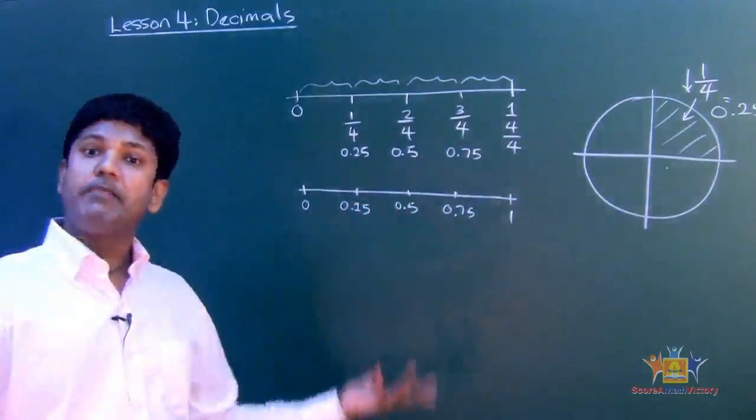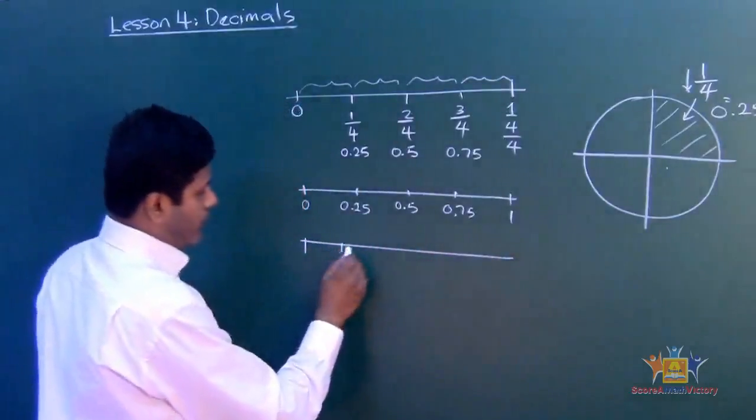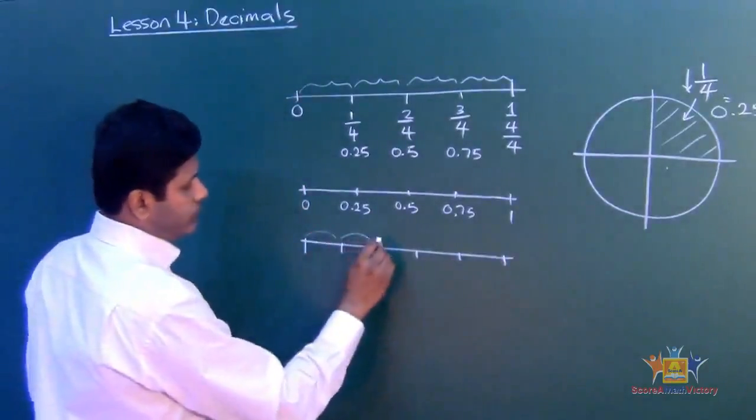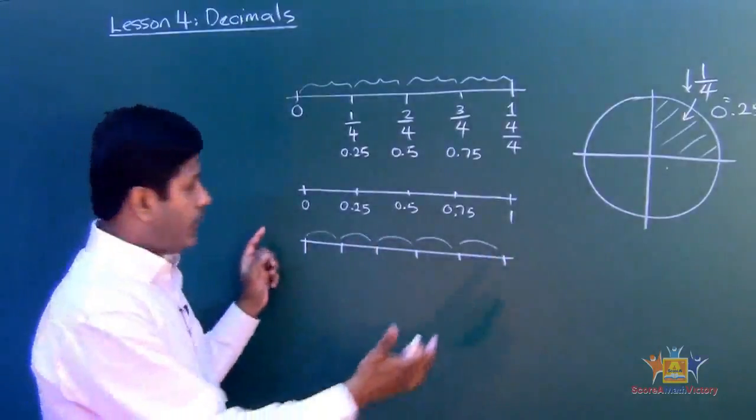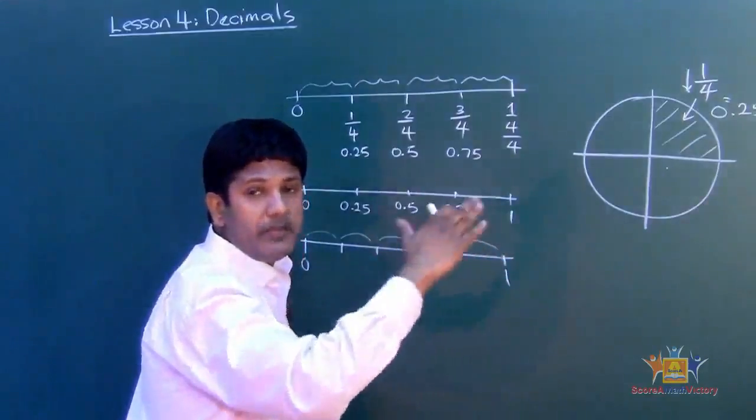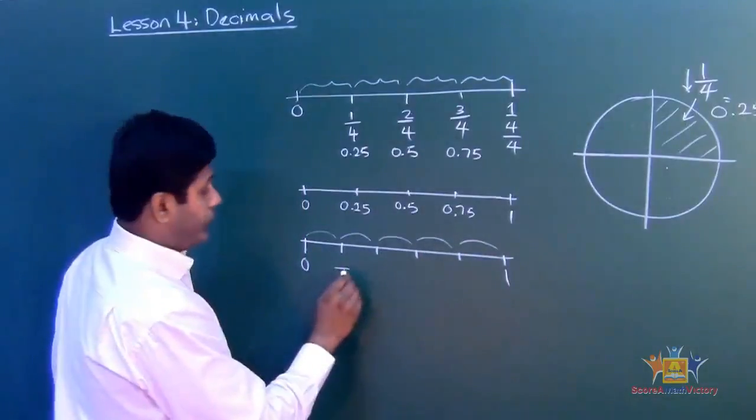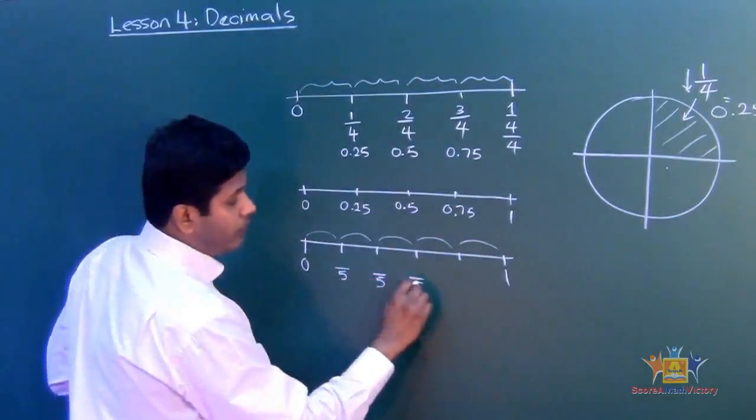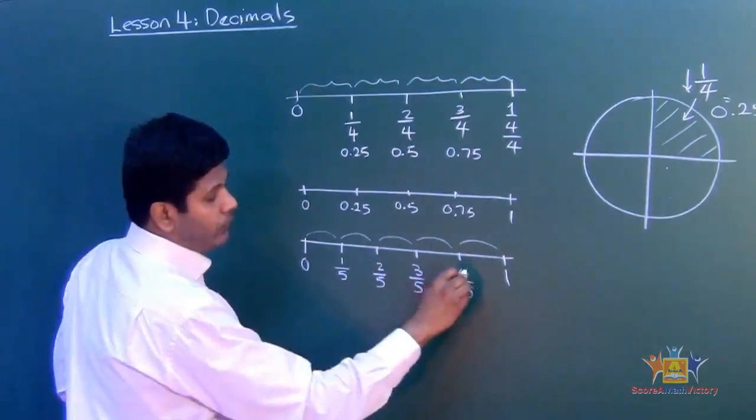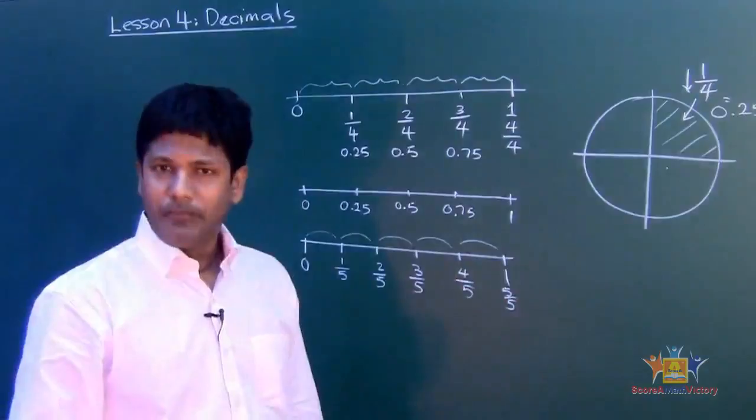Now what happens if I have 5 parts? Let's break it down into 5 parts: 1, 2, 3, 4, 5. It's pretty much a whole string I cut into 5 pieces, so the denominator is going to be 5. Very good. 0, 1 over 5, 2 over 5, 3 over 5, 4 over 5, and this is 5 over 5, which is 1. See that? Pretty easy, isn't it?